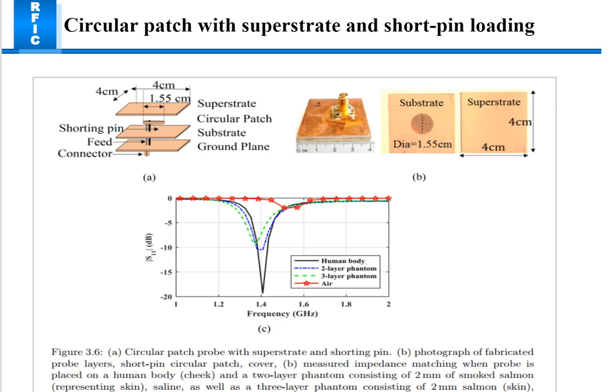and shorting pin, and in the figure you can see a photograph of the fabricated probe layer, a shorting pin circular patch covered, and there is a measured impedance matching when the probe is placed on a human body, a two-layer phantom consisting of 2 of smoked salmon, representing skin saline, as well as a 3-layer phantom consisting of 2 skin, 1.7 mm Rogers 6010 and saline.